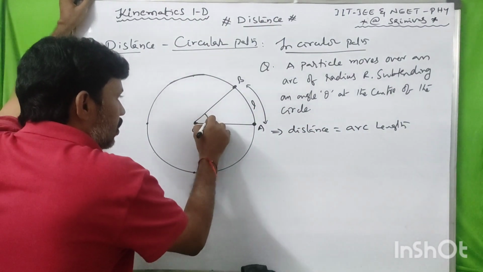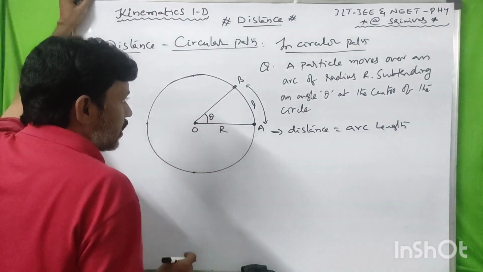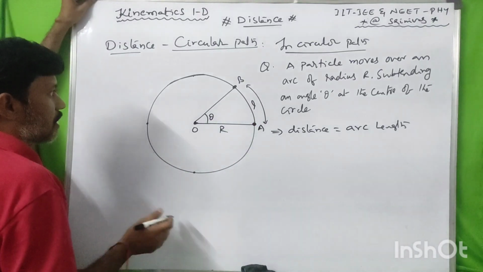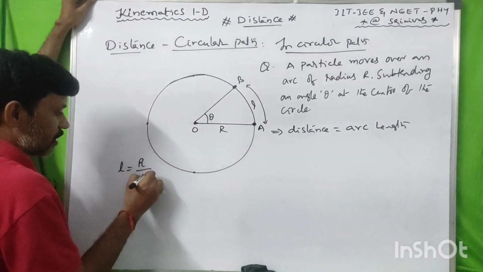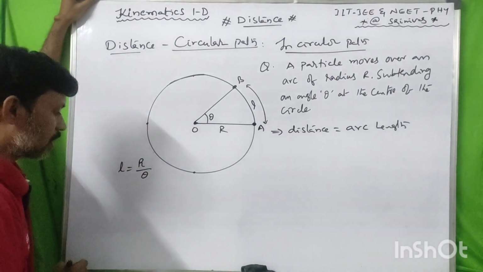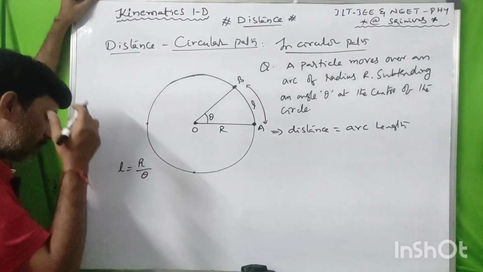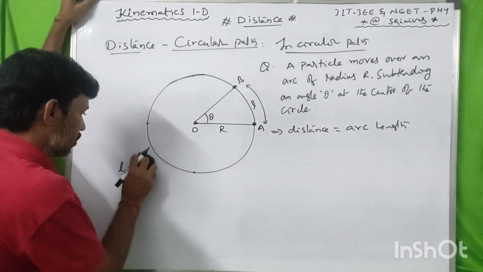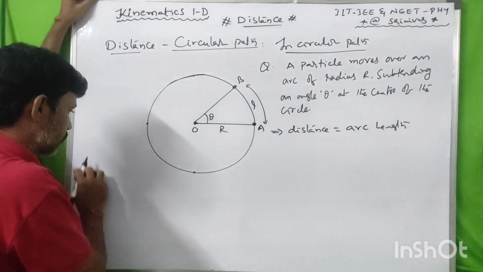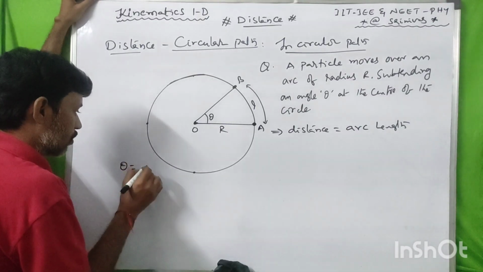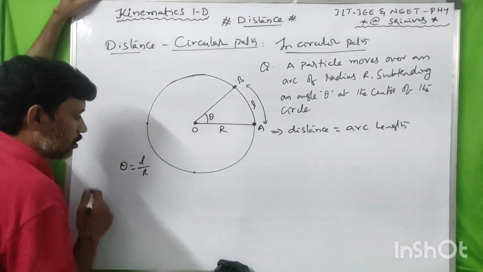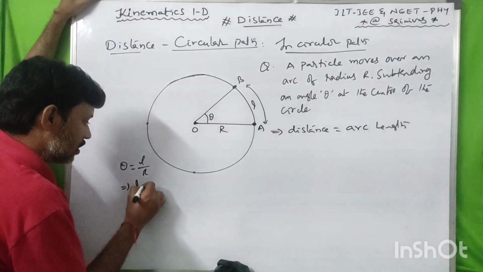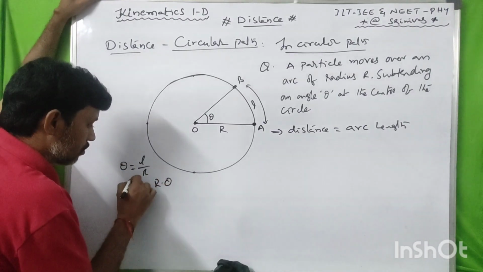Then in a circle, if it covers angle theta, then the arc length formula based on mathematics: L is equal to radius times theta. Theta is equal to L by R. This is the actual basic formula. Theta is equal to L by R. That implies L is equal to R into theta.